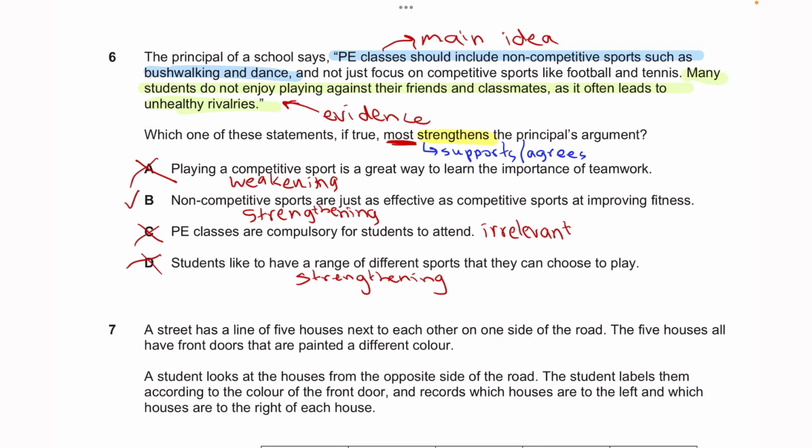Out of our options, the best option that really strengthens the idea of why non-competitive sports should also be implemented is B, because the ultimate point of having sports is to improve fitness. And so our answer to question 6 is B.